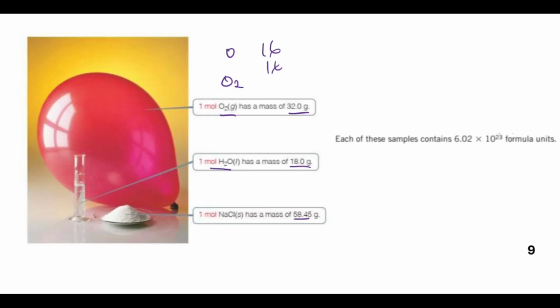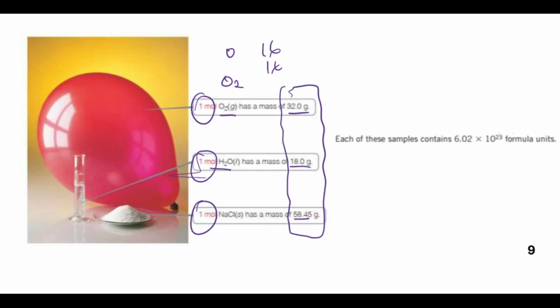Of course, you know how to do the calculation. But each of these samples will contain the same Avogadro's number, the same formula units, because we are dealing with one mole, so the number of moles is the same. So definitely the number of atoms or particles in each one of them will be the same. However, the masses will be different. They will weigh differently because they don't have the same weight.